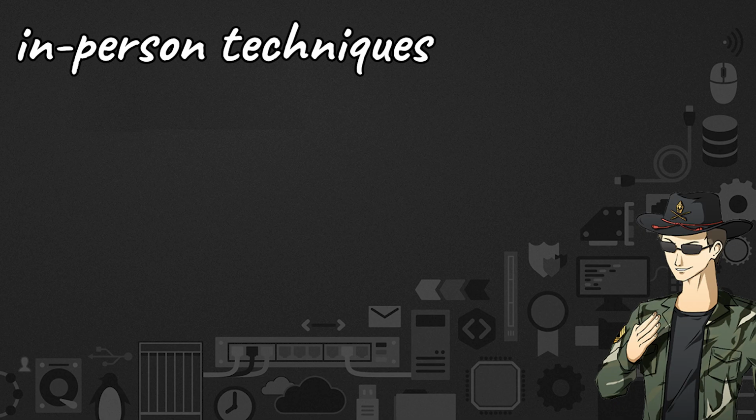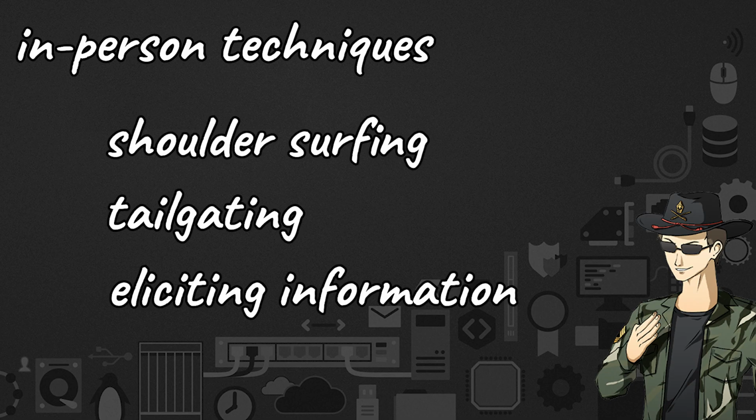Now, there's also in-person techniques too, and these are in 3 different categories that I'll put up on the screen real quick and we'll touch on them: shoulder surfing, tailgating, and eliciting information. Keep these 3 in mind as we start to go through them, because you will see questions pertaining to these 3 areas.